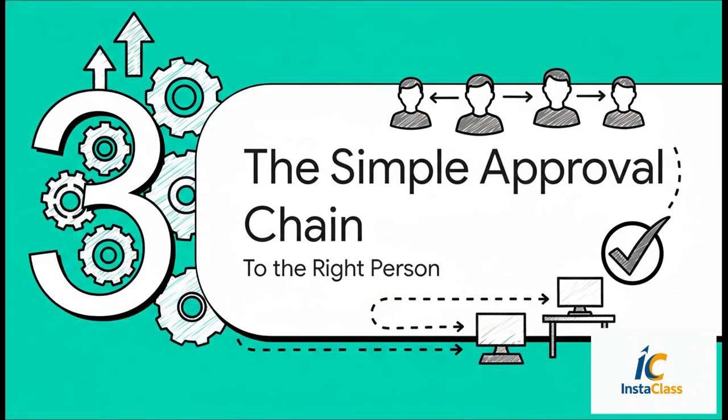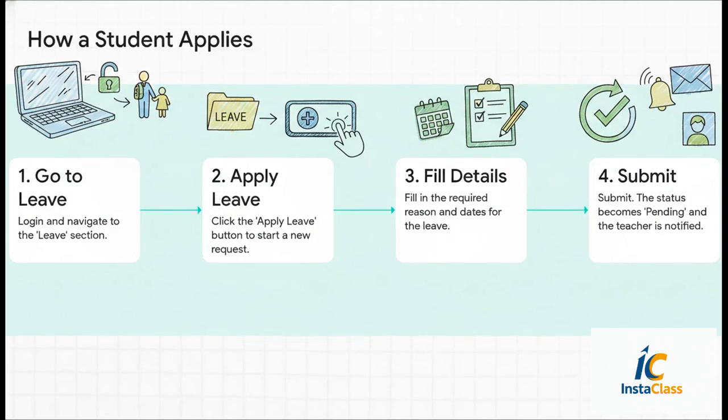So, how do these statuses get updated? This is where the automation really starts to shine. The system makes sure that every single request gets to the right person every single time without anyone having to manually forward anything. For a student or a parent using their login, it's a super simple 4-step process. You log in, you go to the Leave section, fill in the details, and hit Submit. That's it. The system immediately tags it as pending and sends a notification straight to the right teacher.